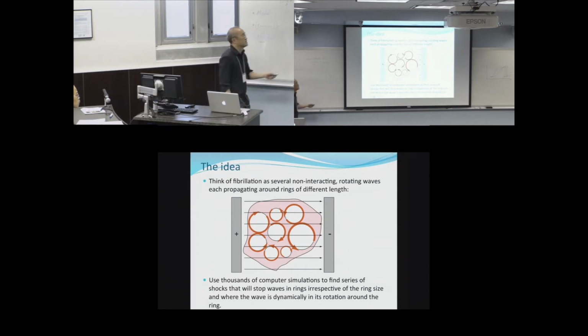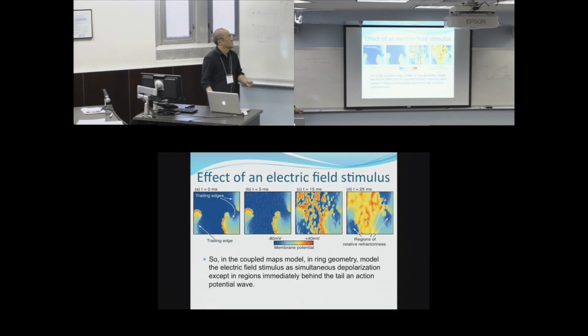Because in the real world, you're not going to know where these waves are physically in the rotation. And if they are displaying discordant alternans as they're rotating, you also won't know what stage of discordant alternans they're in. So here's the way we tried to model this.